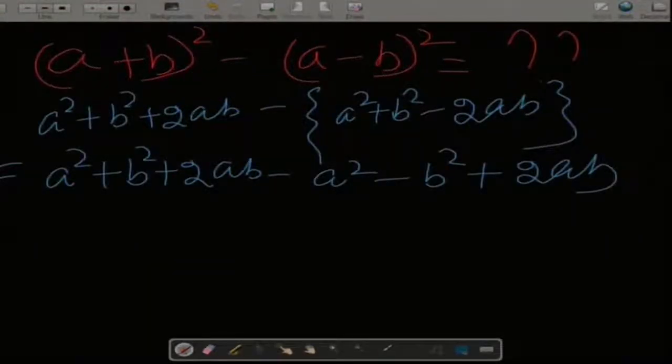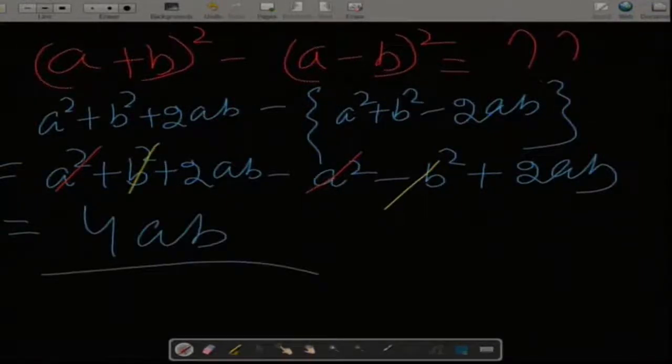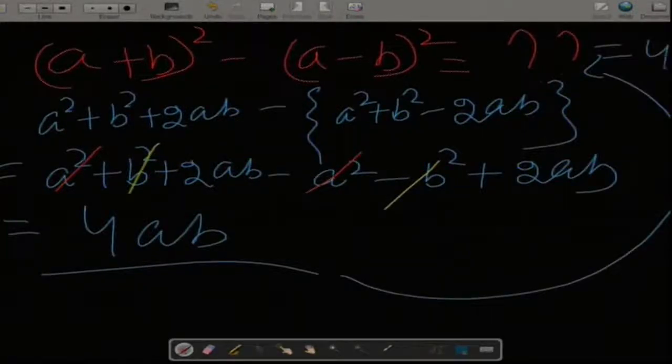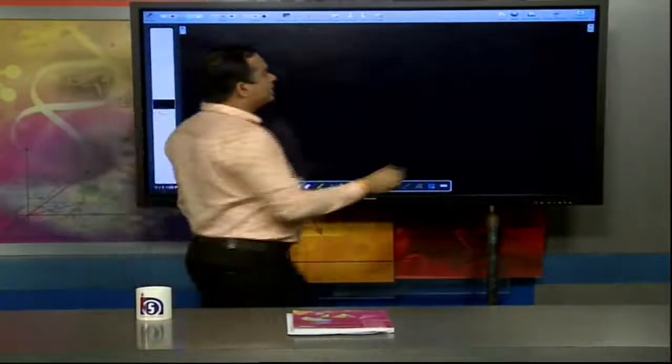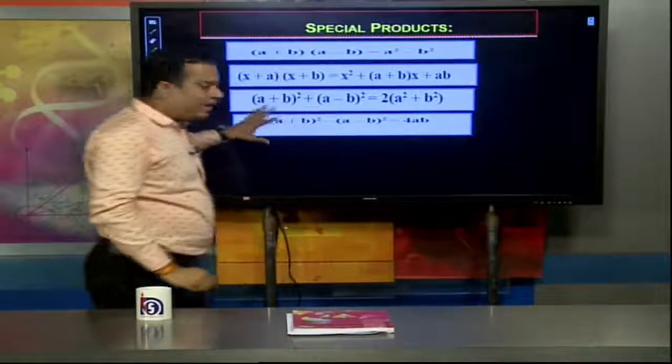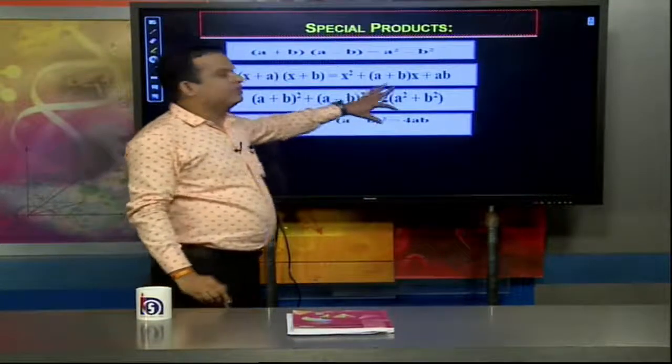Now when you simplify, plus a square minus a square will be cancelled. Again plus b square minus b square will be cancelled. Now plus 2ab plus 2ab equals 4ab. So this is the result. When talking about (a plus b) whole square minus (a minus b) whole square, it equals 4ab. Dear learners, this is the way we can prove it, but it is not necessary to remember this formula.